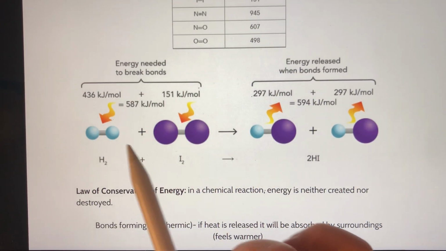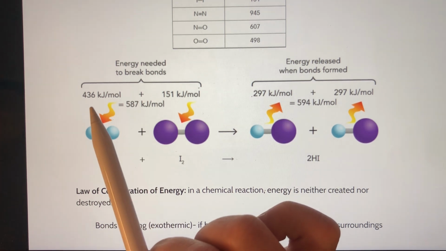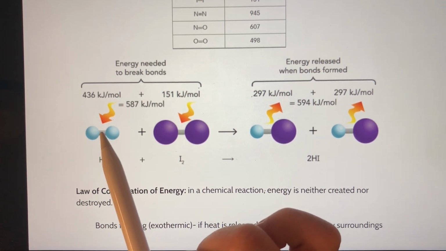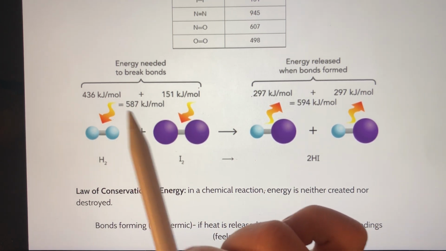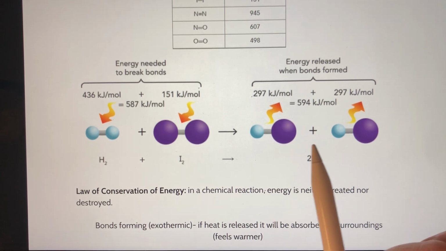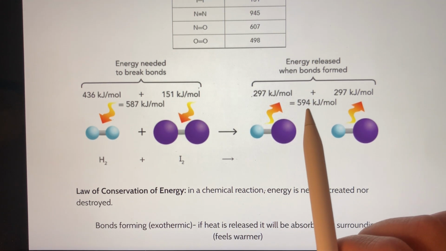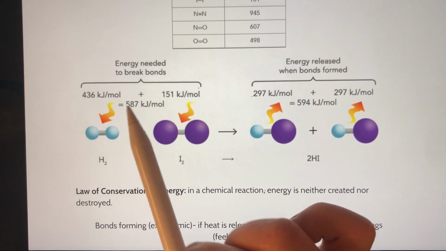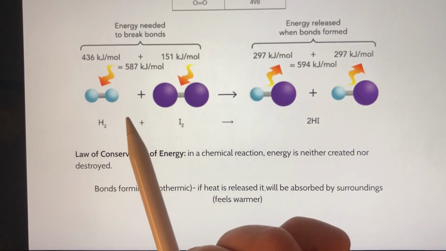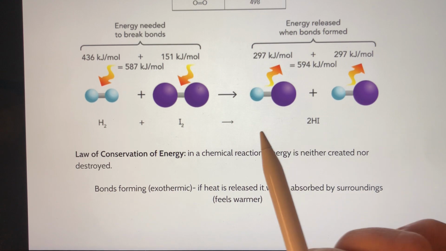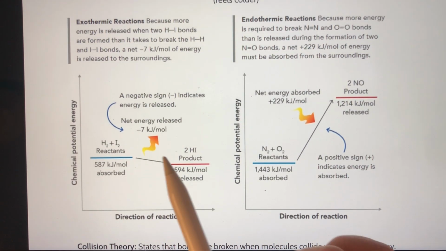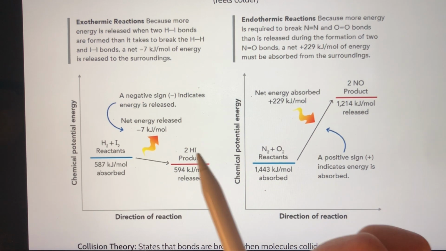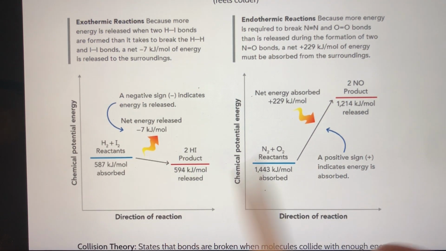And if you notice from our example above, if we combine the energy required to break the H2 bonds and the iodine bonds, it's going to equal 587 kilojoules. But at the same time, bonds are being formed, and it's releasing 594, which is a little greater than this number. So overall, is it going to get cooler or warmer? It's going to get actually a little warmer. And if you look down here at our example, it's a -7. It's going to come down, and it's going to release that energy. Okay?